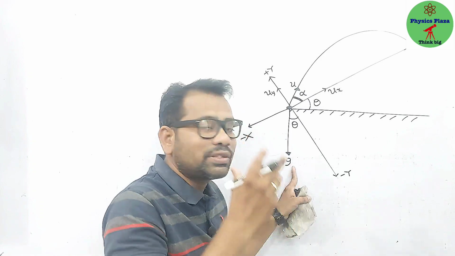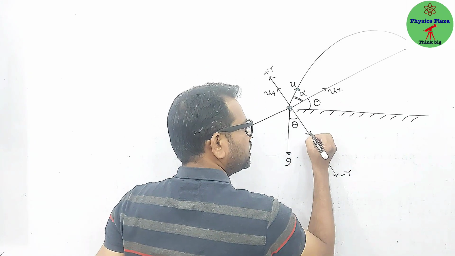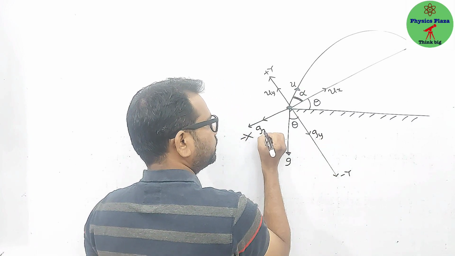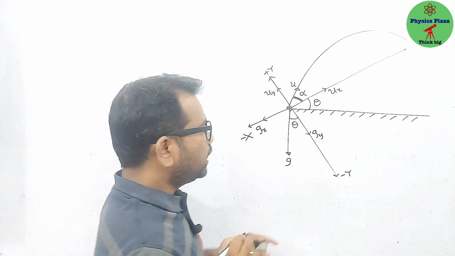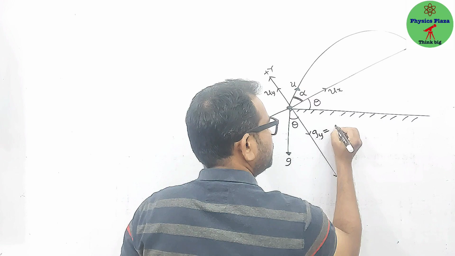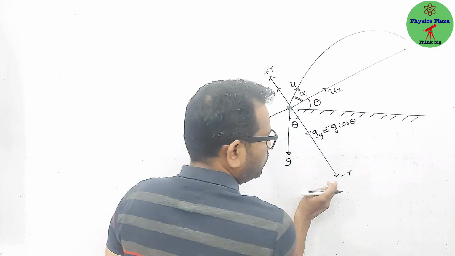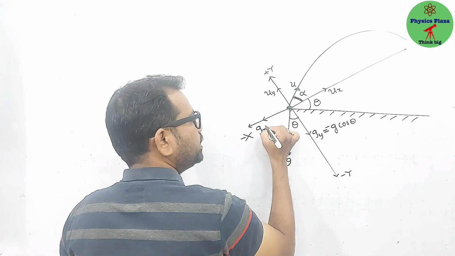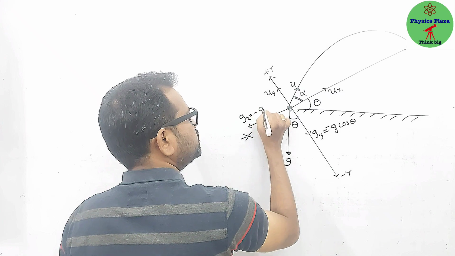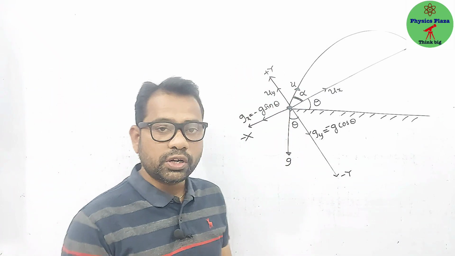Now as acceleration due to gravity is a vector quantity, let us resolve it into two rectangular components. This is going to be gy, and this is going to be gx. This component is going to be the cos theta component, because it is making angle theta. So this will be g cos theta along the minus y axis, and gx is equal to minus g sin theta. Hope you understood how we resolved.